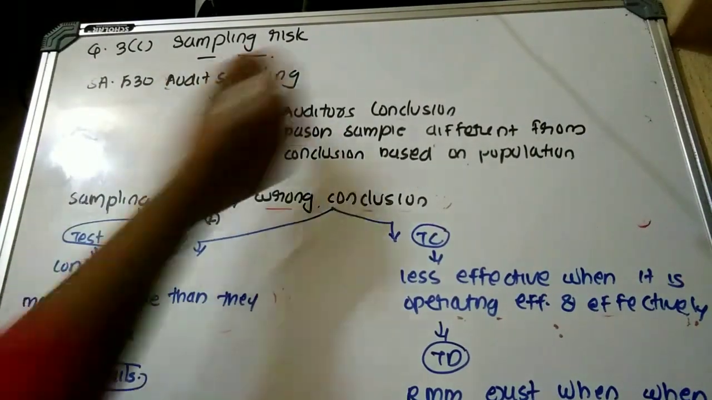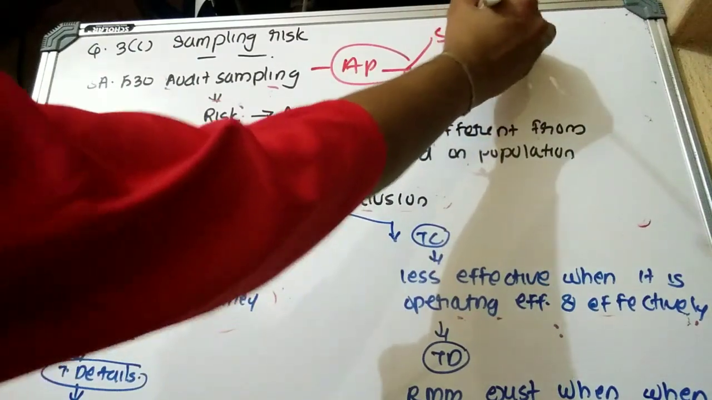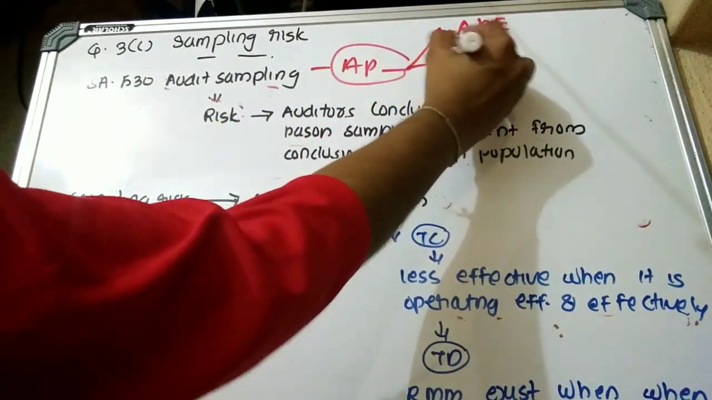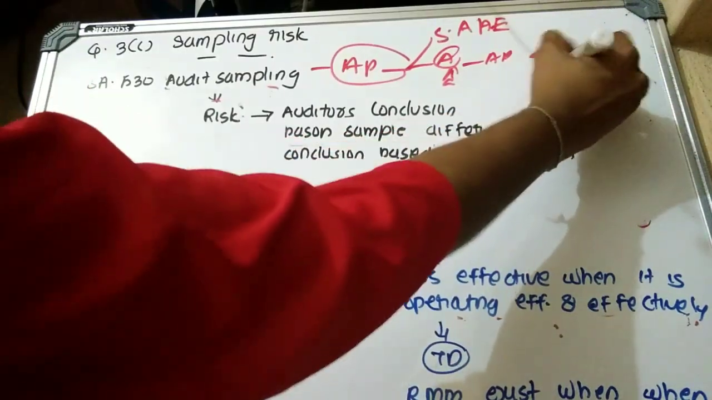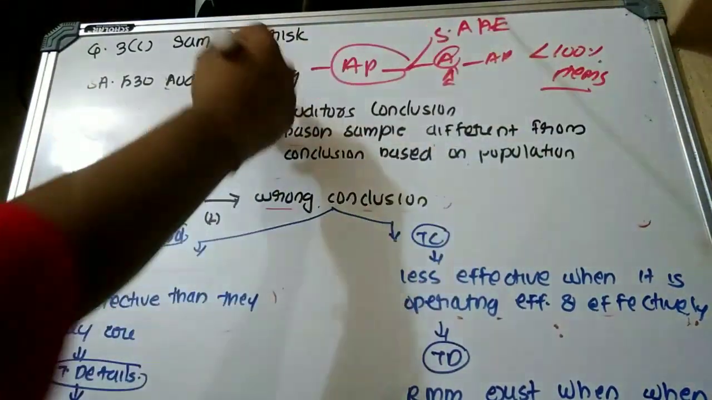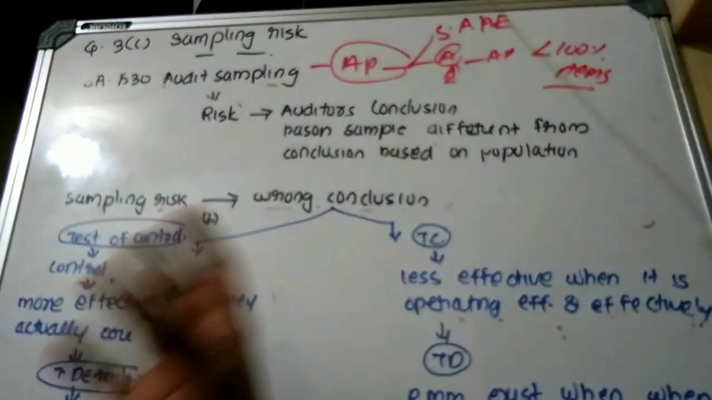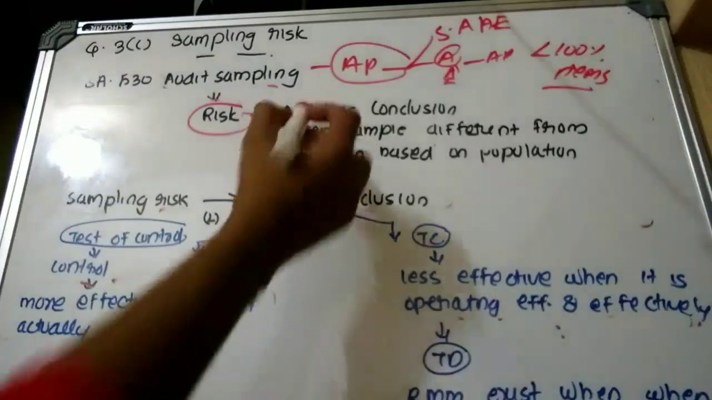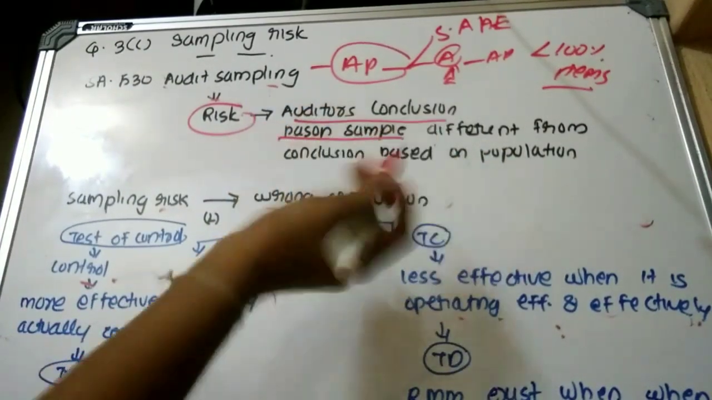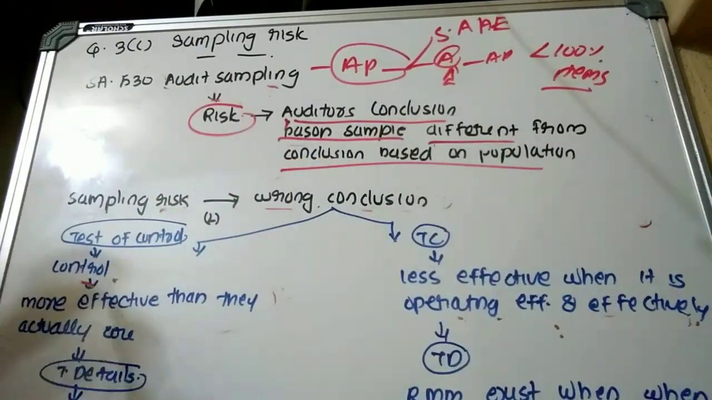So audit sampling means this is an audit procedure to obtain sufficient and appropriate audit evidence, where the auditor applies this audit procedure to less than 100% of items, right? So if the auditor is adopting this audit sampling for the purpose of obtaining audit evidence, this may create what? Some risk. This is known as what? Sampling risk. Sampling risk means the auditor's conclusion based on a sample is different from the conclusion based on the population.